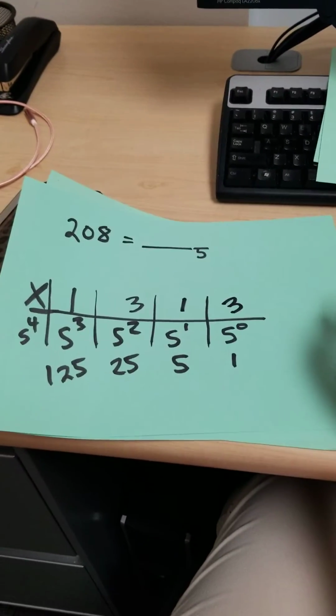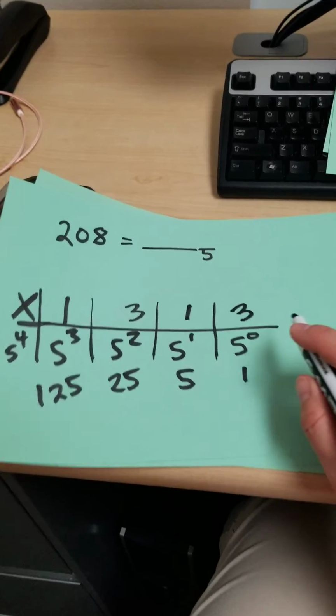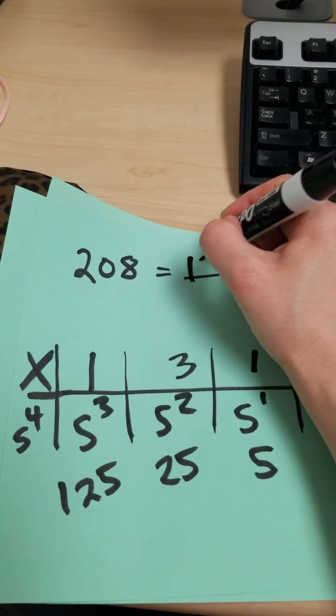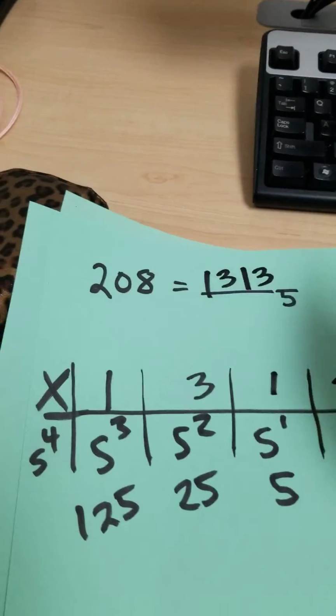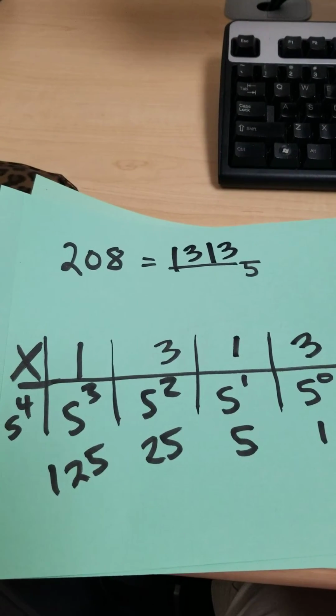So looking at this all together, 208 base 10 is 1313 base 5.